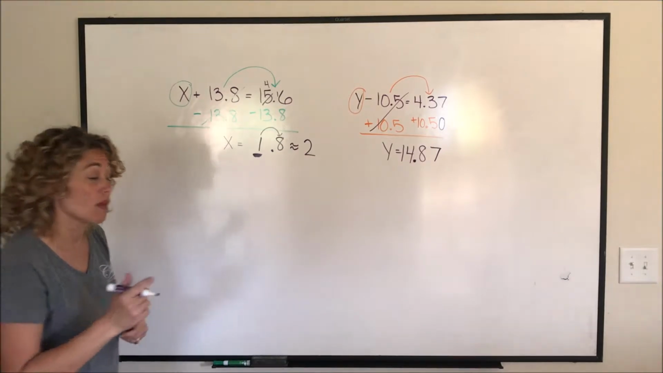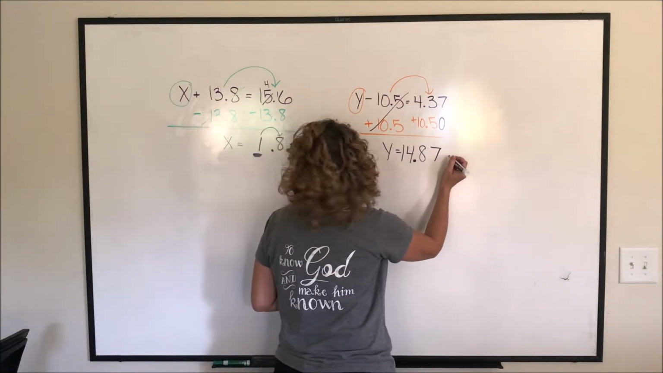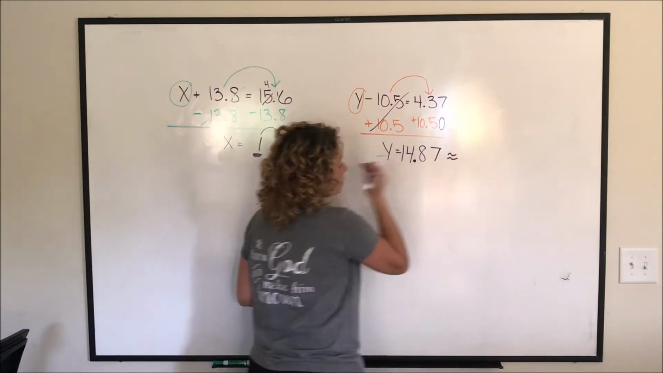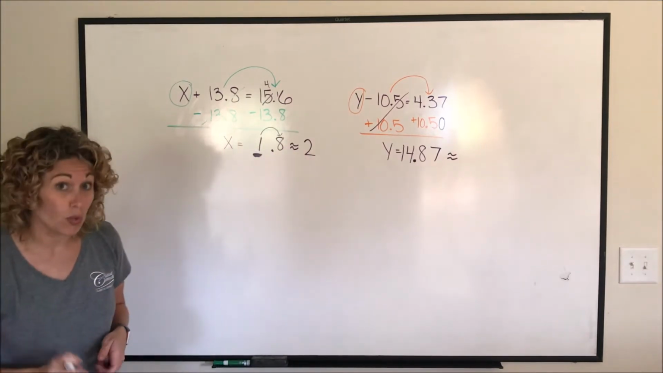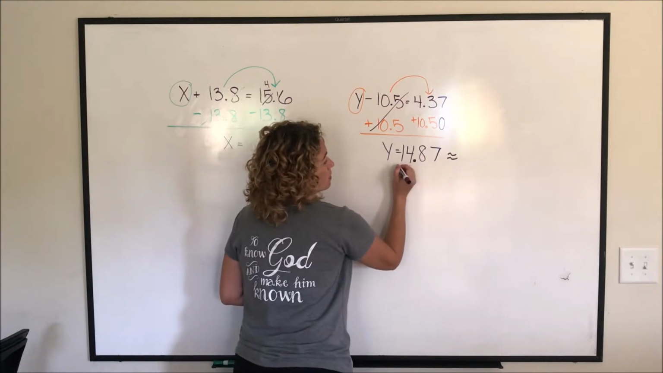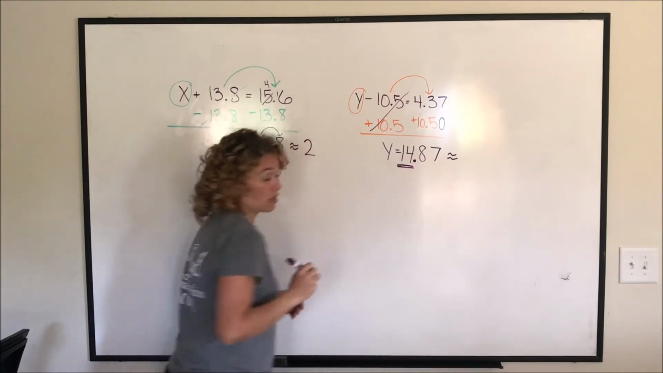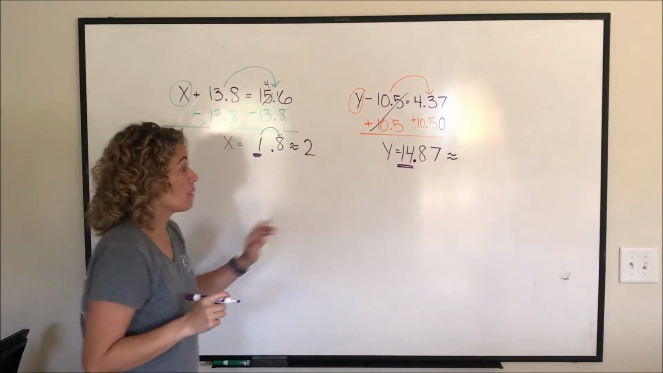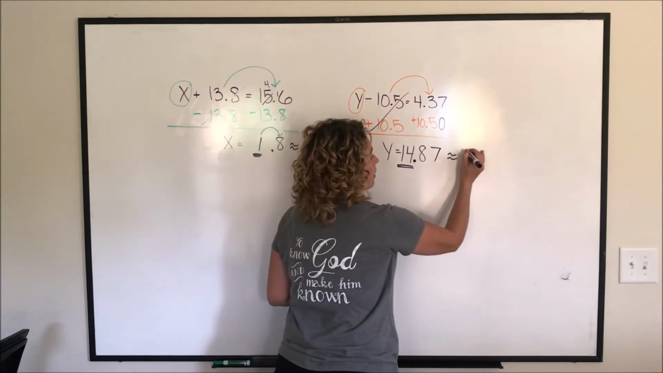Okay. Same thing over here. What if I wanted to round this to the nearest whole number? Okay. That means here, I'm going to keep the 1. It's not going to go anywhere.